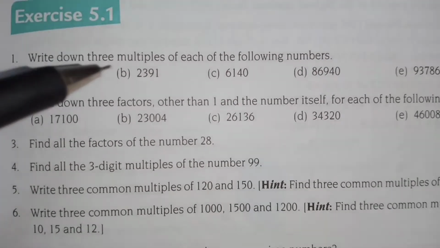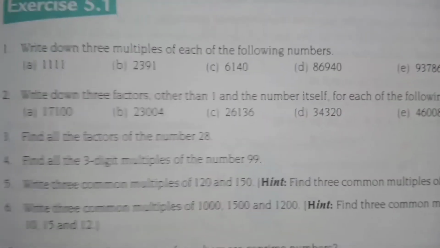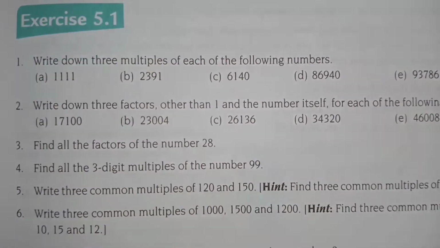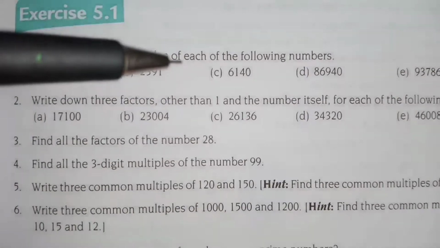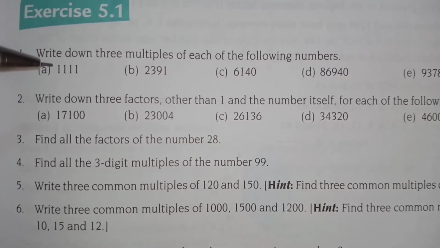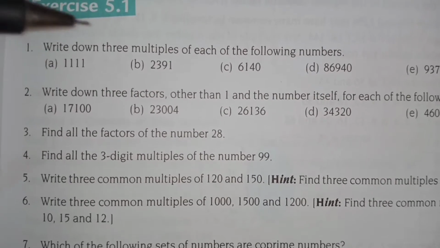Write down 3 multiples of each of the following numbers. So here we are going to write the multiples of the following numbers. Multiples means what? You have to write the table only, and 3 multiples. You know that the number itself is also a multiple, but here they have asked except this. We will write from 2.